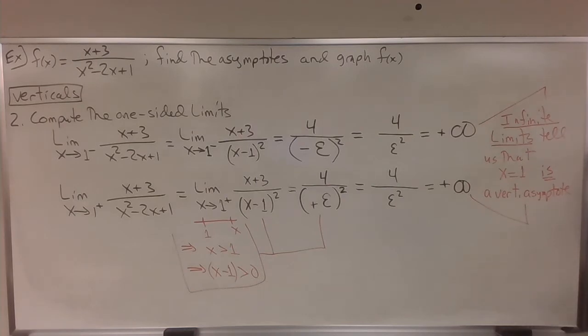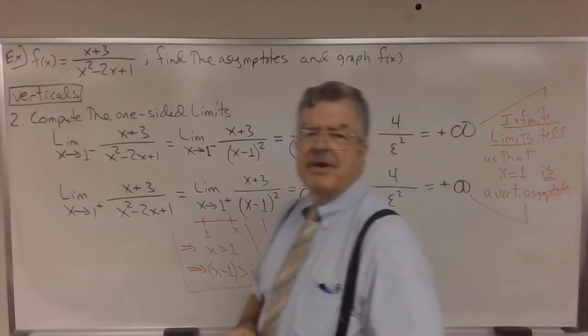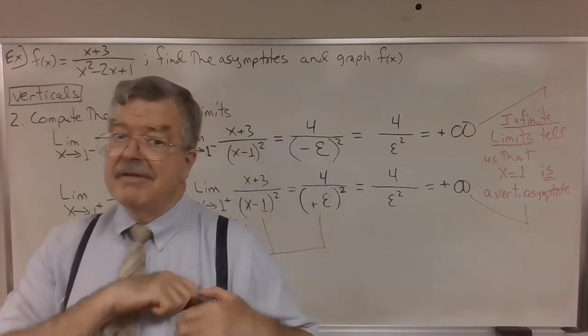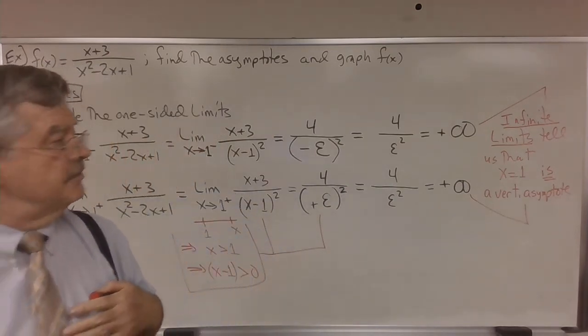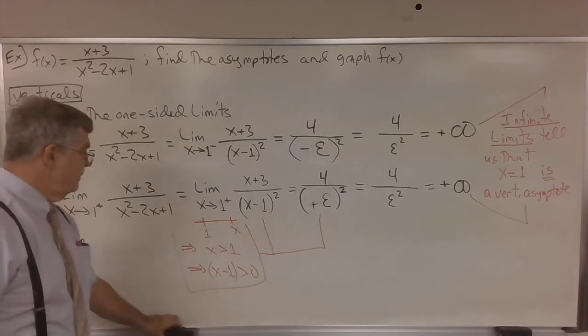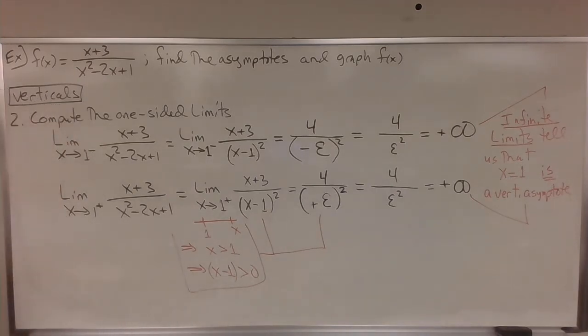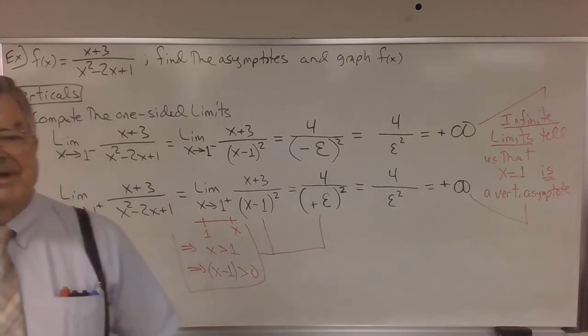And I'm going to write down some of this stuff over here on the side, because I'm about to run out of board space and we still haven't found the horizontal asymptotes. So I made a list of all of the things that we had just discovered.